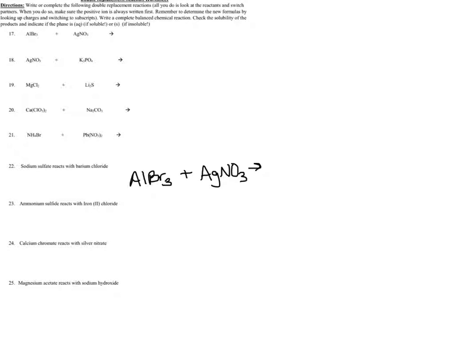In a double replacement reaction, like the one here, you will have two compounds that are reacting together, two ionic compounds that are typically in solution. So in this case, I have AlBr3, aluminum bromide, reacting with AgNO3, which is silver nitrate.